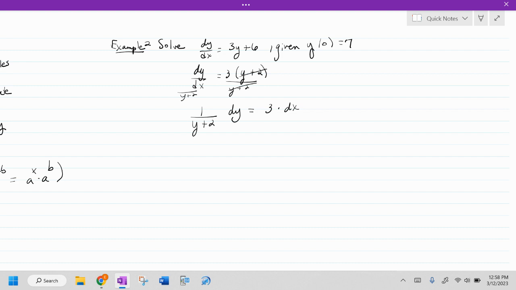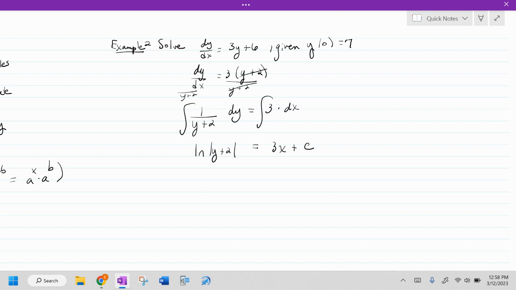Okay, so now that I've separated my variables, I'm going to take the antiderivative of both sides, or make both sides an integral, so I can take the antiderivative of both sides. The antiderivative of 1 over y plus 2 is the ln of the absolute value of y plus 2 equals, and then the antiderivative of 3 is 3x, and remember the constant goes on the right side.